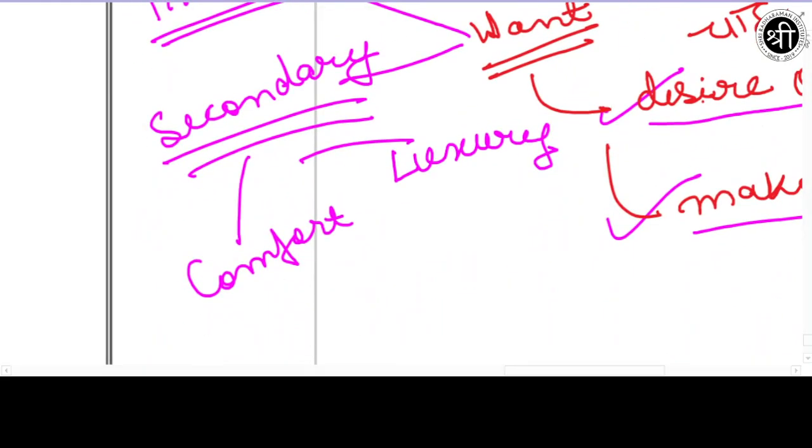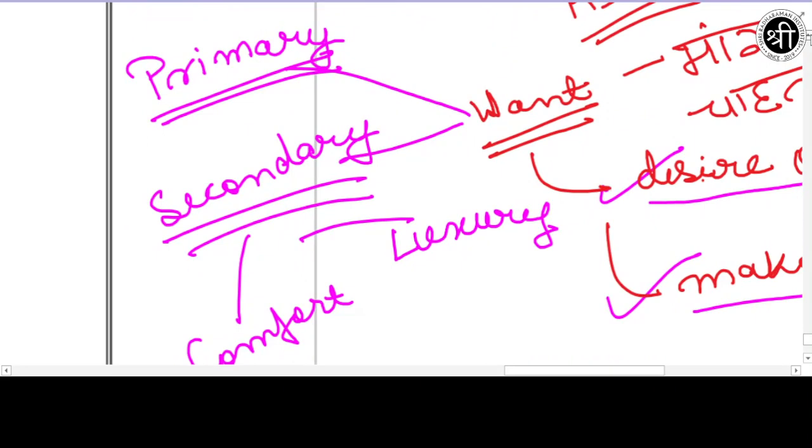Want is the desire to have something. Want can be of primary type and secondary type. The primary type means those wants which are very much necessary. If they don't exist, then you won't be able to survive. The example of this is dal and rice, a good home, love and affection of your house people. So this comes under the primary head.